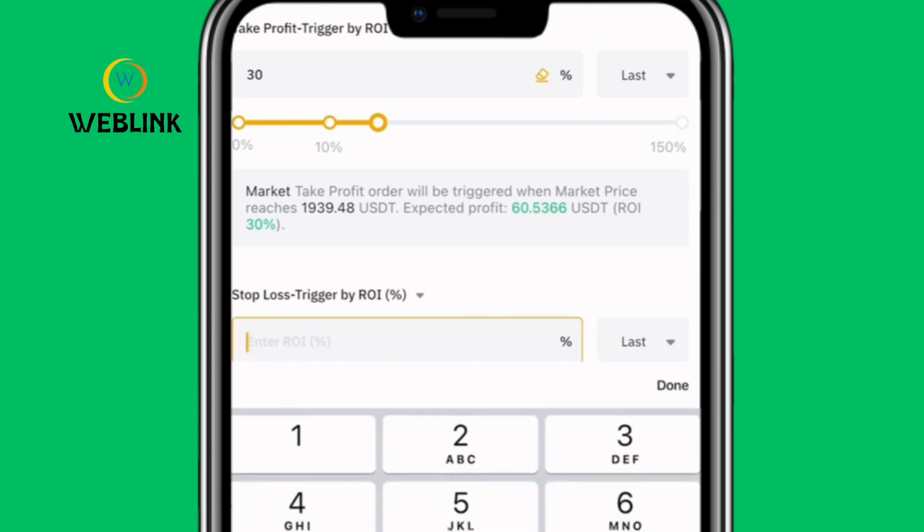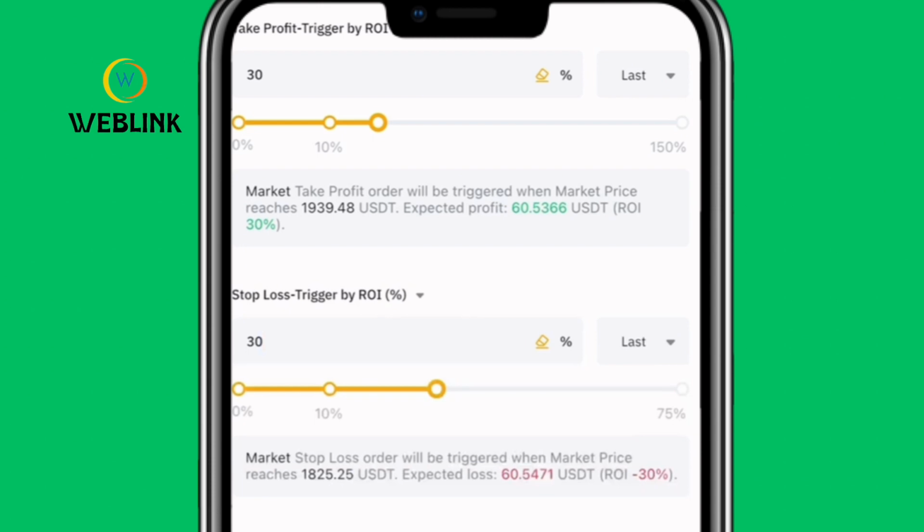Now, for stop loss, what percentage are you willing to lose? So let's say, for example, I want to lose, let's say 30%. Let me just put 30%. So that means that my stop loss will be 1,825 USDT, and I'll be losing $60. So you can set it by price or by ROI.